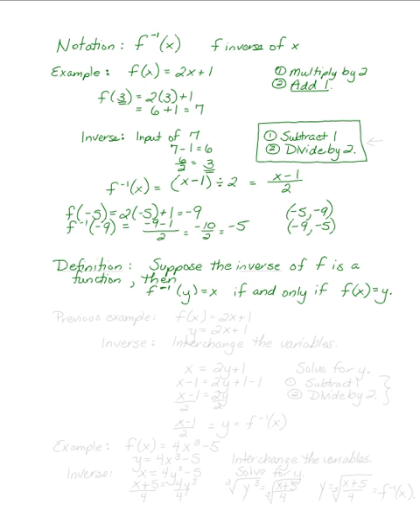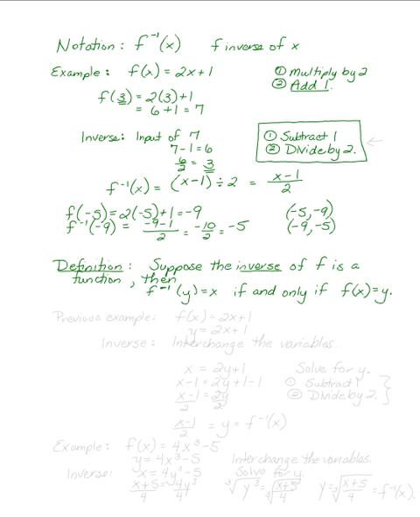Now if you look at that definition, that actually says what we've been saying. Notice the input of the function is x, the output of the inverse is x, and the output of our function is y, the input of our inverse is y. So all we did was interchange the inputs and the outputs, or the domains and the ranges.